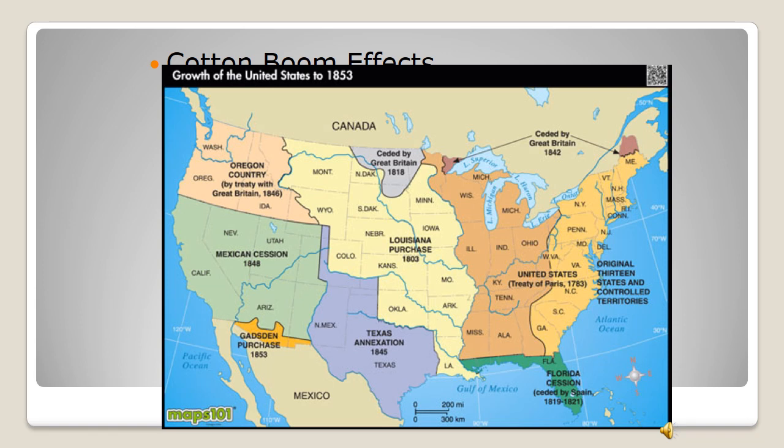The problem, of course, as you can see, is that most of the land of the Louisiana Purchase is above the 36°30′ line. So for Southerners who were looking to expand their cotton plantations and, of course, bring slaves with them, they were starting to run out of land.